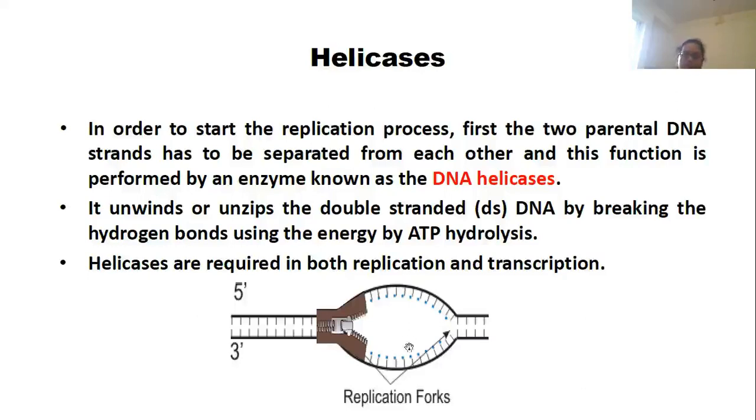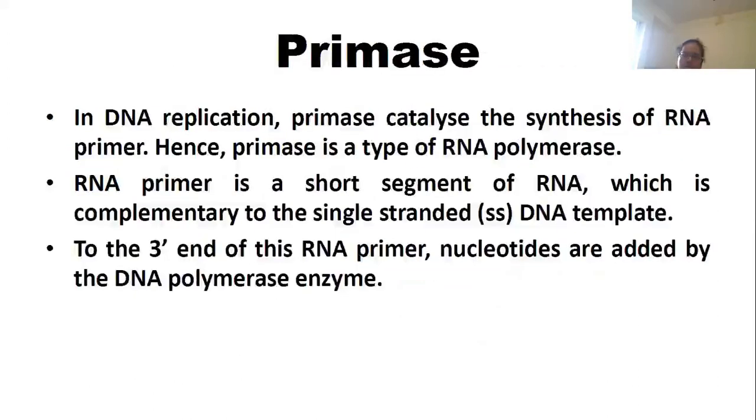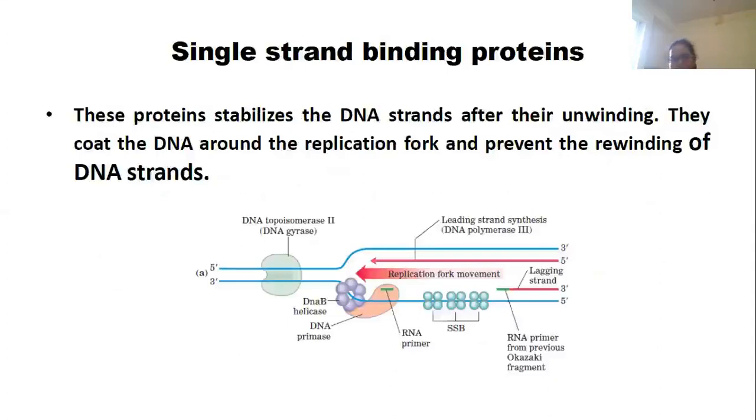Now this zip-like structure is shown here to designate the replication fork. You can see that the replication fork has a Y-shaped structure here, and at this side also one more replication fork is there. So two replication forks are there, which means that the replication takes place in both directions. Hence the replication is bidirectional in nature. And the point where this bubble arises is the point of origin where the replication starts.